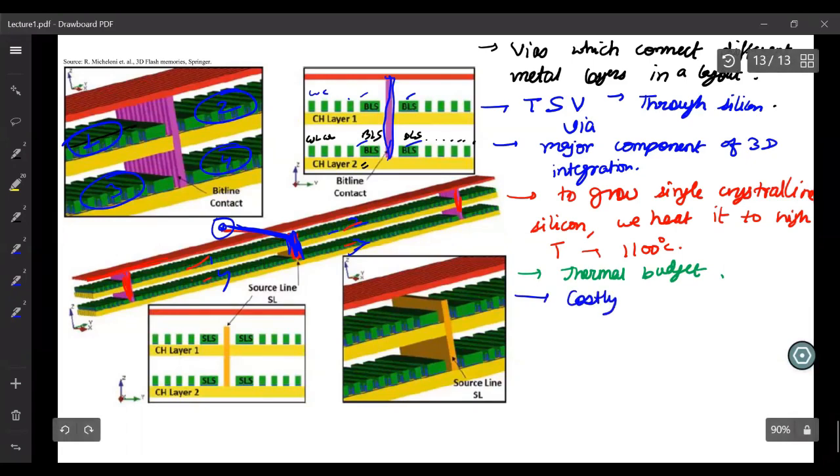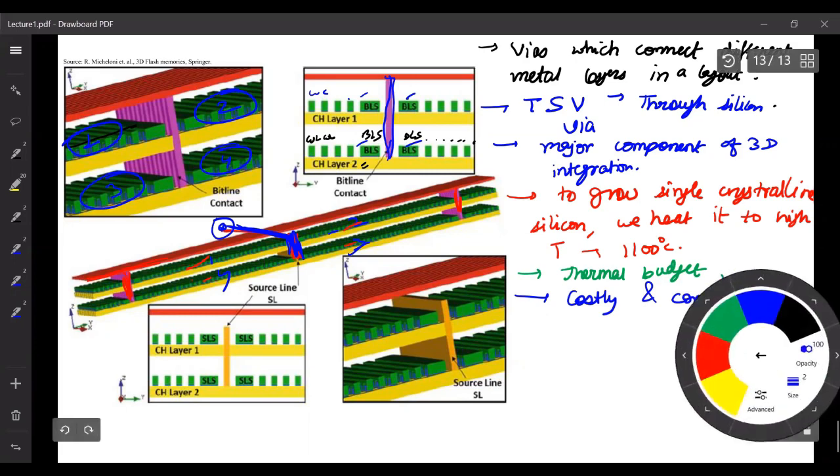Although this process is costly. Why is it costly? Because every time you process a new layer, you have to go through the same fabrication steps, and that makes it costly. And also it's complex. The thermal budget makes it almost impossible to make, but even if somehow you can come up with this, then it will be very costly and complex.